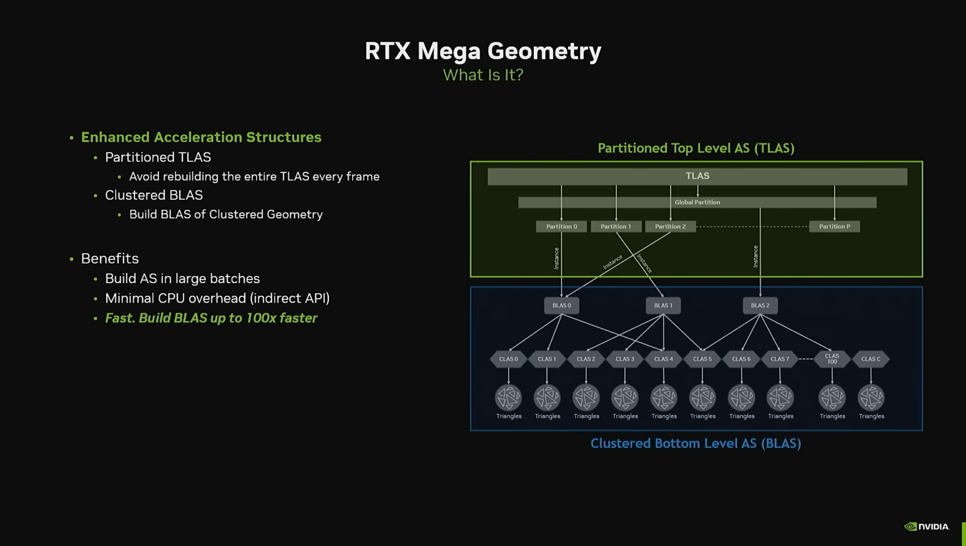So the benefits of these enhanced acceleration structures are that we can build them in large batches now with minimal CPU overhead. So it's an indirect API. And the major benefit of this is that building acceleration structures, hundreds or thousands of them, is now very fast. We can build BLASs up to 100 times faster than with vanilla DXR. This is available through NVAPI right now. It works in D3D and Vulkan, and all RTX GPUs, so back to Turing, are supported here.